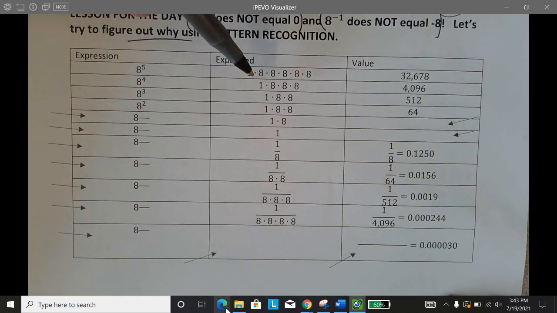8 to the 5th really just means 8 times 8 times 8 times 8 times 8, and there's really a 1 in front of that. We don't usually write it because it doesn't change the value. If you do that, you would get 32,678. Use the calculator to do that.